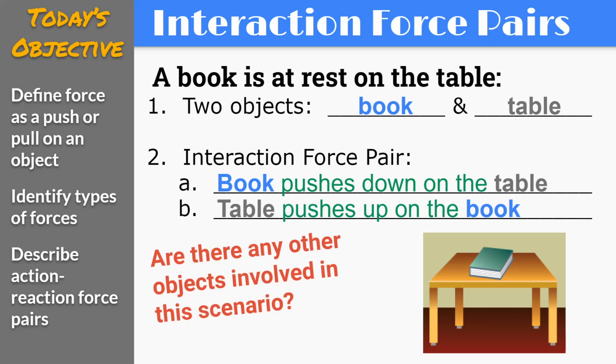Are there any other objects involved in this scenario? Sure, the earth. It's an obvious one. I heard somebody say gravity. Not an object, but right idea. The earth has a gravitational field. That's where that gravity is coming from. And sure, we could include lots of other things, but the earth is the most obvious one. Yes, the earth. I could include that too.